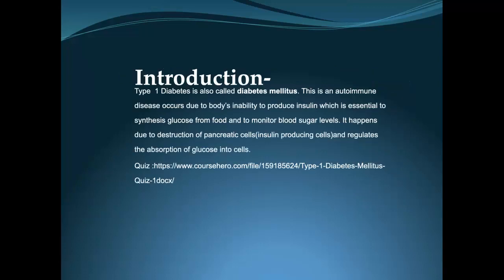Starting with the introduction, type 1 diabetes is also called diabetes mellitus. This is an autoimmune disease that occurs due to the body's inability to produce insulin, which is essential to synthesize glucose from the food and to monitor blood sugar levels. It happens due to destruction of pancreatic cells, which are insulin producing cells and regulate the absorption of glucose into cells.